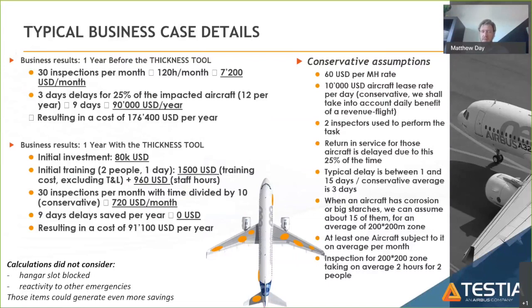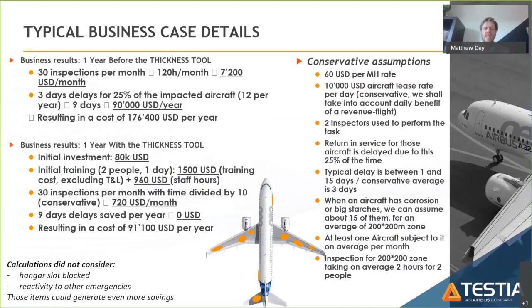When the aircraft has corrosion or big scratches, we can assume about 15 of them for an average of 200 by 200 millimeters zone. Now, not all of the areas will be of that size. Some will be larger, and at least one aircraft subject to it per month on average. So again, we're looking at 12 inspections per year, and an inspection for a 200 by 200 zone taking on average 2 hours for 2 people, as proved very recently by the Lufthansa Technik case and with previous experience.